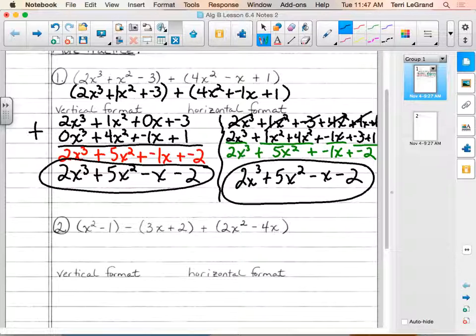Okay, thanks. So vertical format seems to be the more popular of the two. I agree, I like the vertical better too. But which one should you do? The one that you're most successful with. Which one works best for your brain? Which one works for you? Okay?